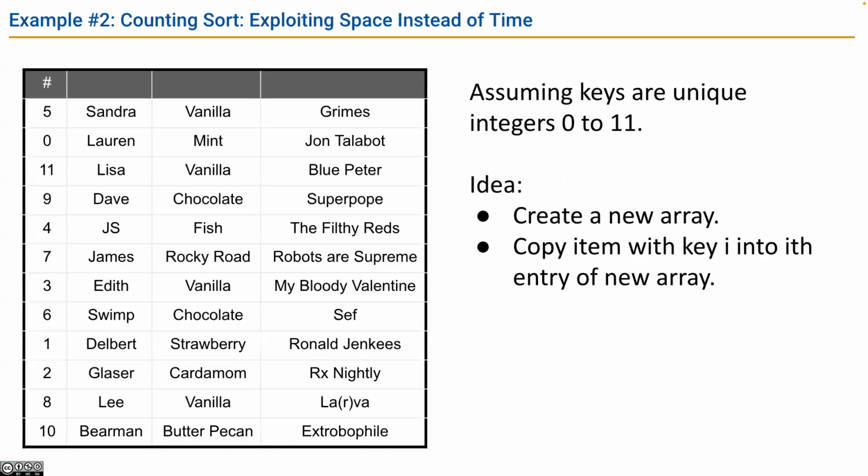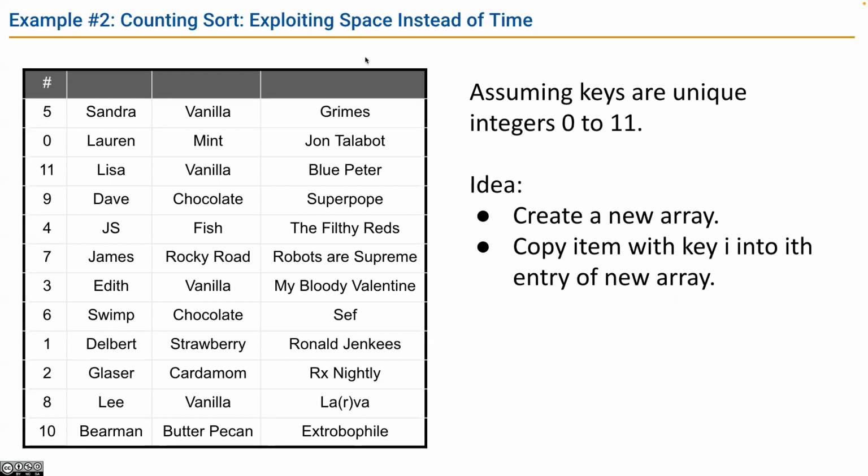Here are 11 different people. Here are their names. Here are their ice creams. And here is some arbitrary music that I don't know why I have. And some of them are made up, but some of them are real. Anyway, so what I'm going to do is I'm going to assume that all my data are unique integer keys from 0 to 11. Actually, there's 12 of them, sorry.